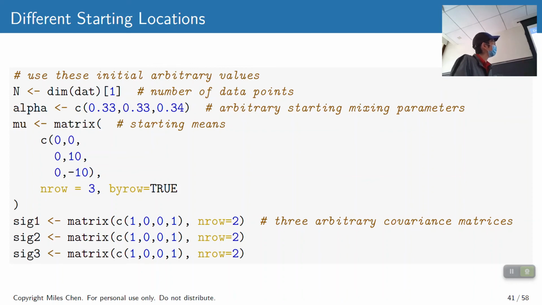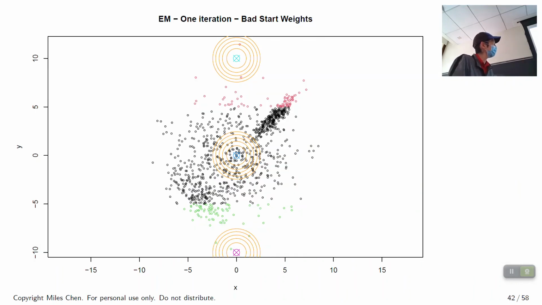What if we had different starting locations? Okay, so here, what if I started off with a mean up at 0, 10, a mean at 0, 0, and a mean at 0, negative 10? Will it be able to recover the true assignments?